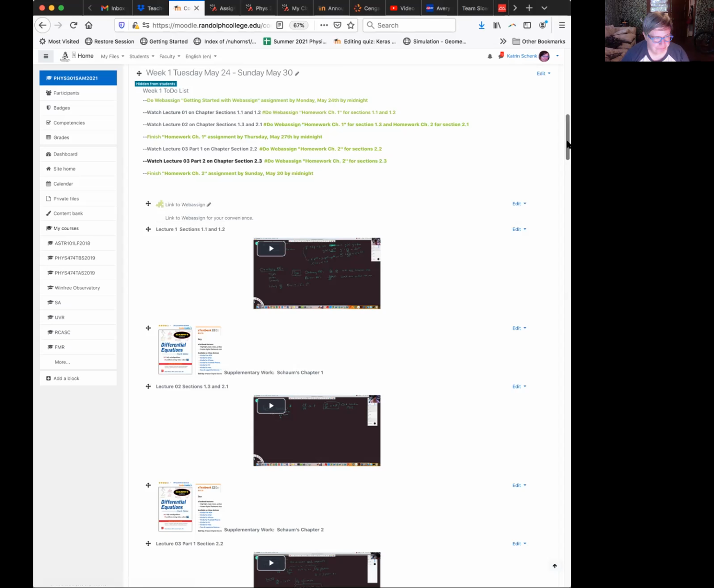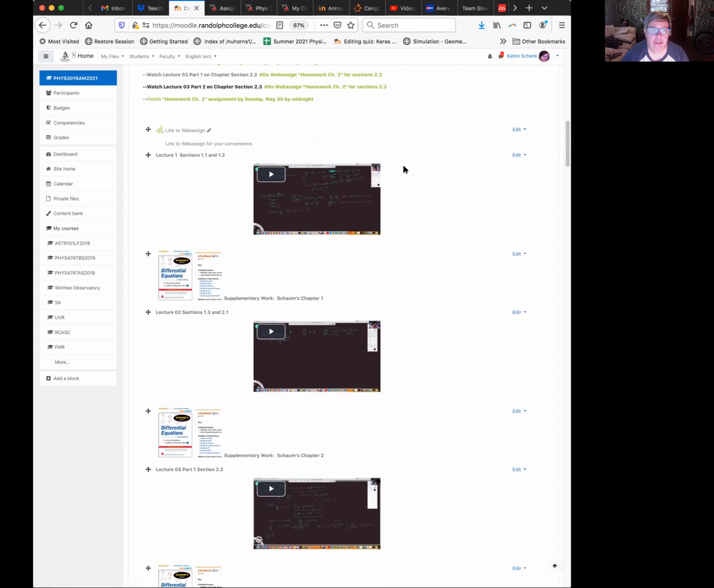Okay. Now, the lectures look like this. So here's a lecture, it tells you what parts of the book it's covering. And then it tells you what supplementary stuff you can look at. For instance, Schaum's chapter 1, right? This is the supplementary text. And by chapter 1, I mean, go through and read chapter 1. It's very short, so there's not a lot of instruction in Schaum's.